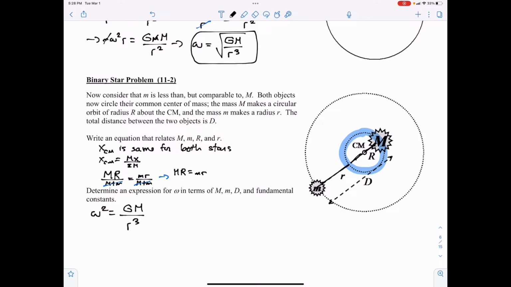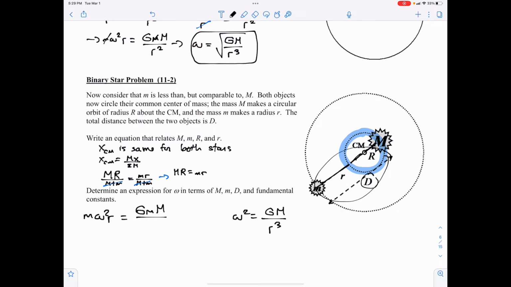Okay, and we're going to rearrange some of them. I'm going to move this over, because if I go back to where that derived from, m omega squared r was equal to big G, little m, big M over r squared. But r squared is the distance between the two binary stars, which would be distance d, so that's d squared. Now I am going to substitute. Notice little m cancels.